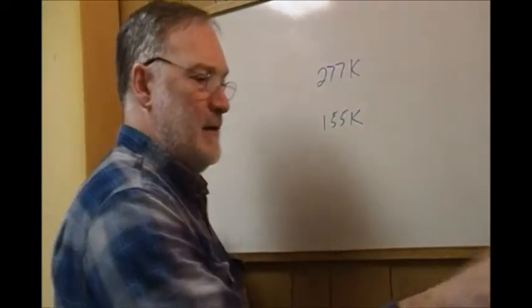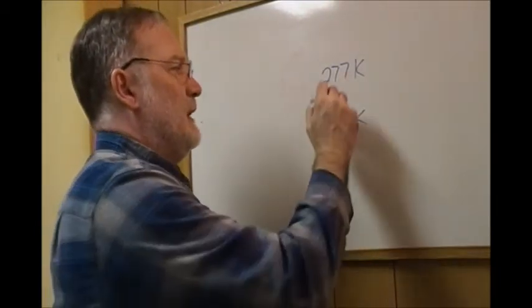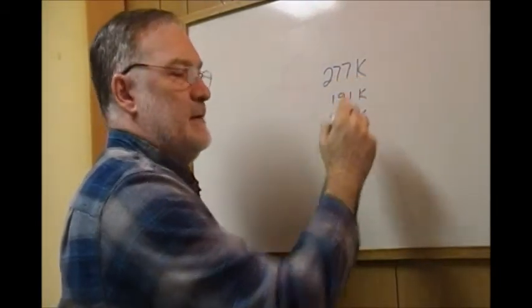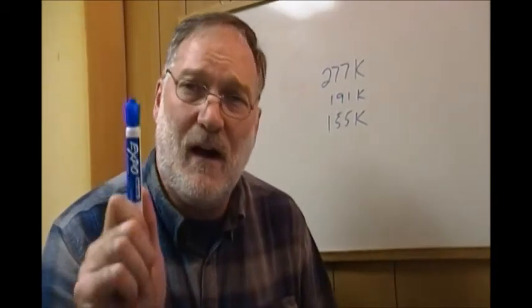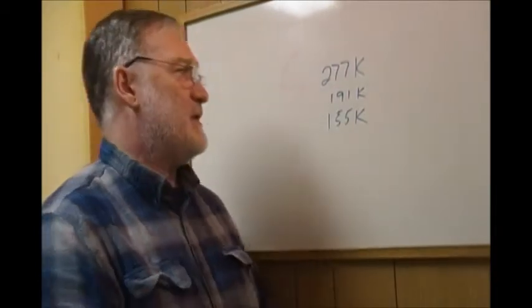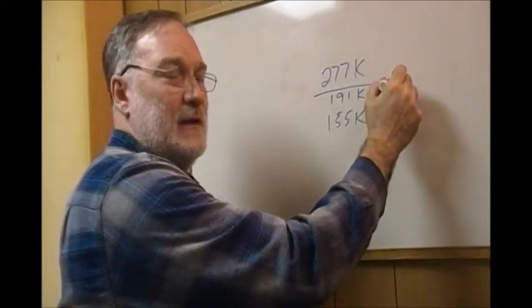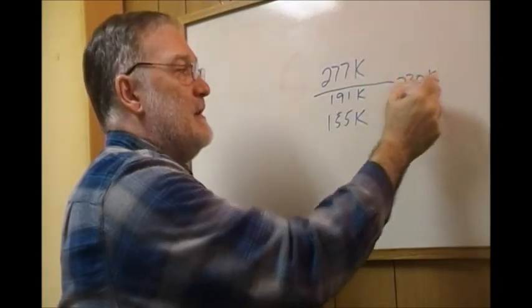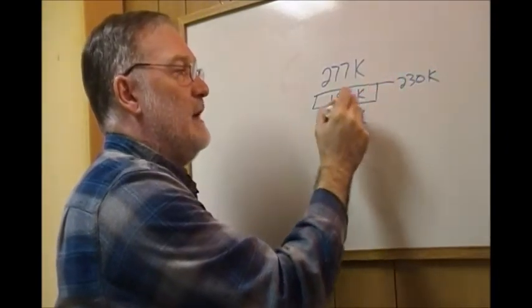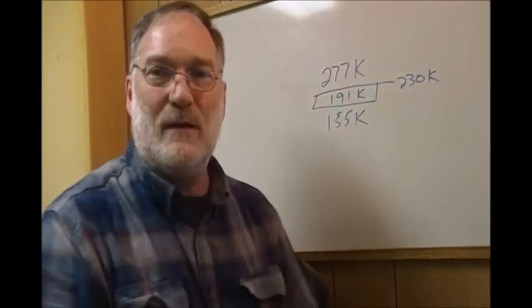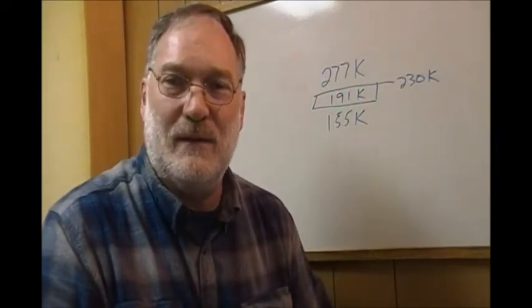Well, the average lunar surface temperature is only about 191 Kelvin. The average temperature at the moon's equator, the hottest part of the moon, is only 230 Kelvin. So this is the average of the whole moon, 191. The average at the equator is only 230 Kelvin.